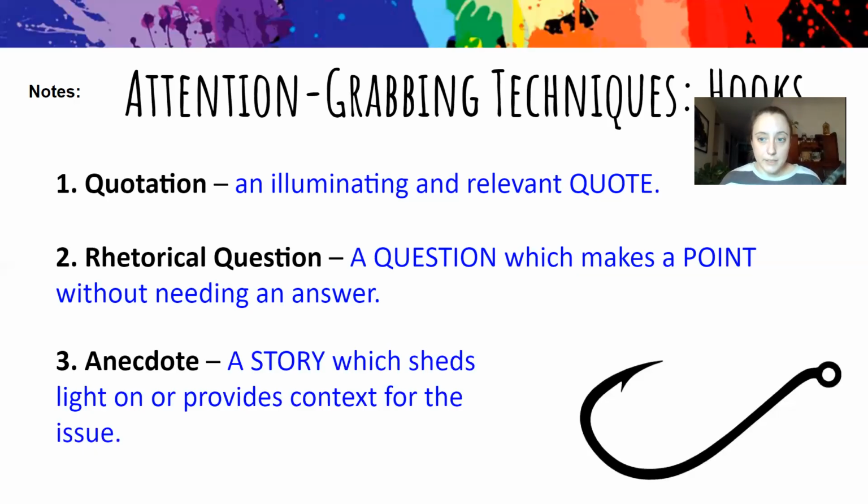So this word that you see here is pronounced anecdote. It's got kind of a sound in it, an anecdote. And what an anecdote is, it is a story, a true story that sheds light on or provides context for the issue. So the thing about an anecdote is that it has to be true, okay? So if you can tell a true story about your issue, about a real person, something that actually happened, that is very powerful. Because we really rely a lot on the experiences of people like us.